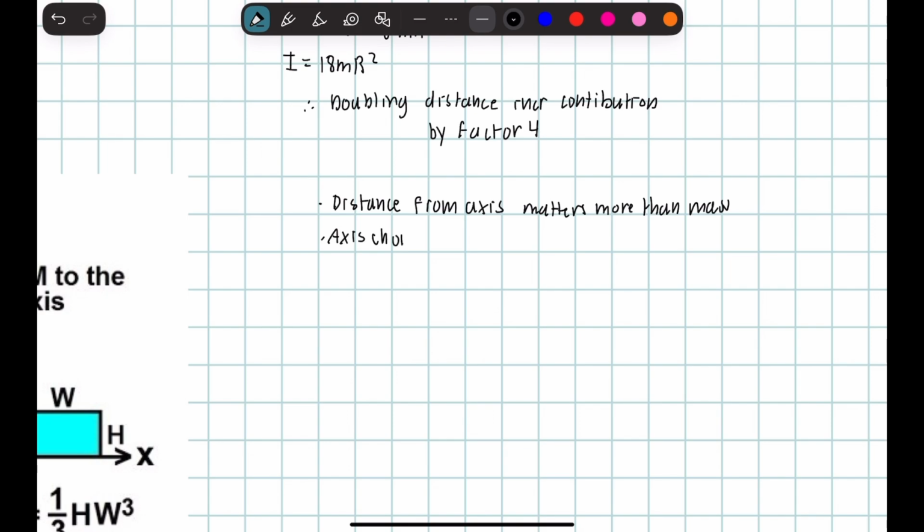Axis choice is critical. Also memorize all the standard I formulas and use the parallel axis theorem correctly.